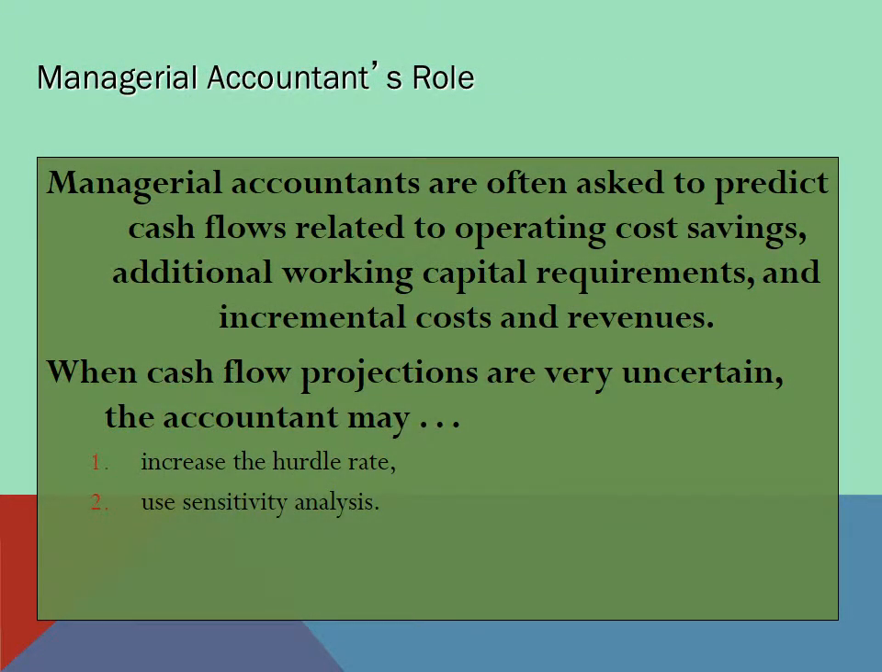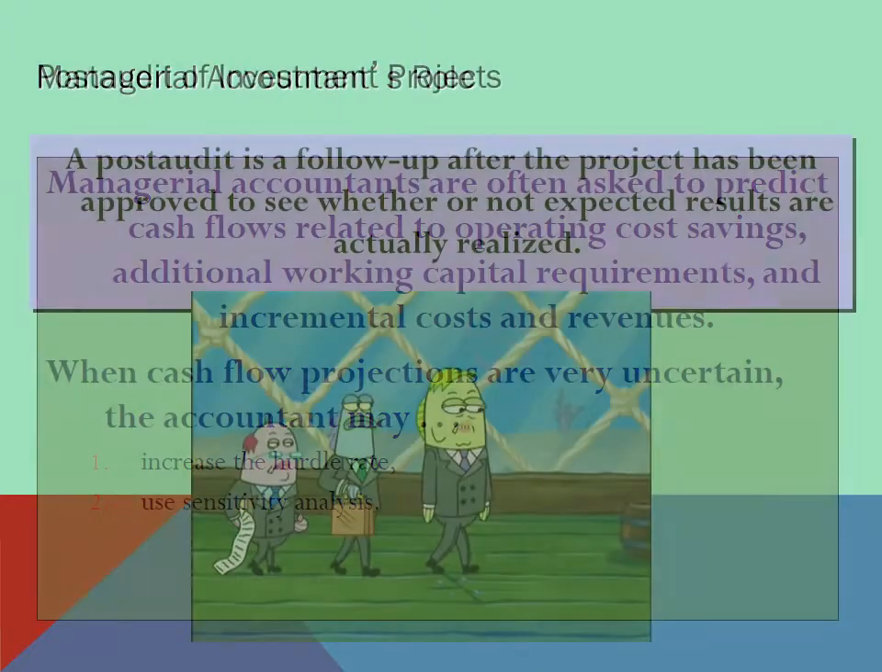The accountant is often asked to predict cash flows related to operating cost savings, additional working capital requirements, or incremental costs and revenues. Such predictions are difficult in a world of uncertainty. The managerial accountant often draws upon historical accounting data to help in making cost predictions. Knowledge of market conditions, economic trends, and the likely reaction of competitors can also be important in projecting cash flows.